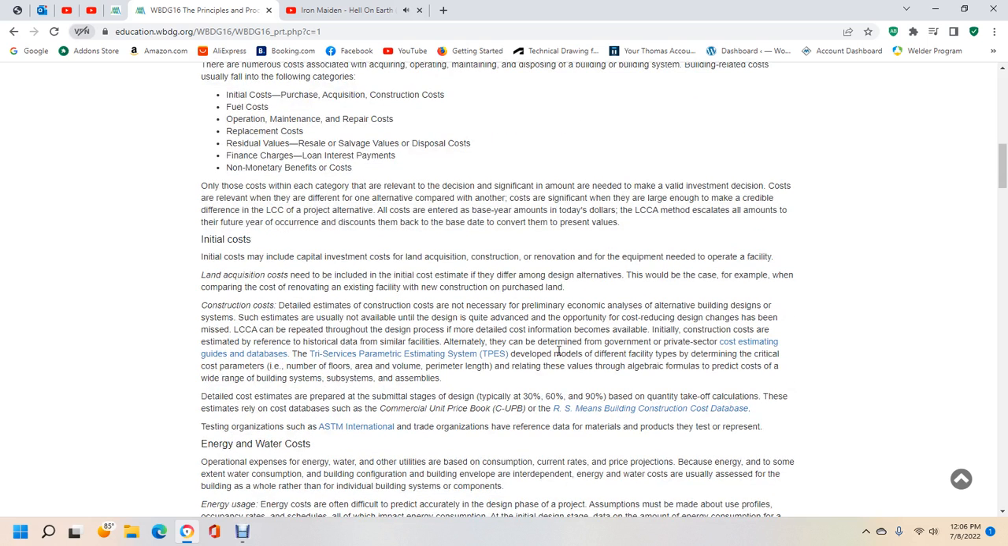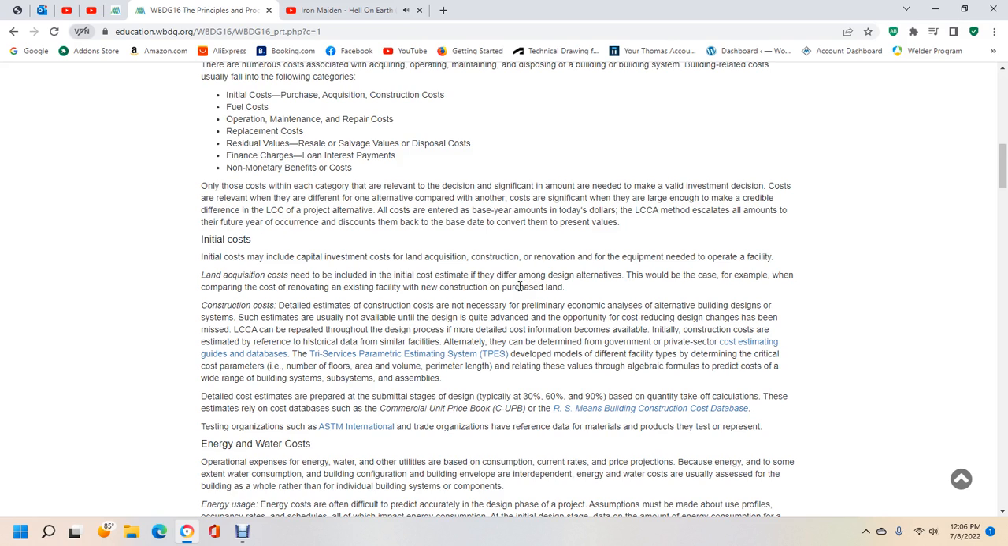Initial costs. Initial costs may include the capital investment costs of land acquisition, construction, renovation, and the equipment needed for the operating facility. Land acquisition costs need to be included in the initial cost estimate if they differ among the design alternatives, in which case, for example, the cost of renovating an existing facility is compared with new construction and the purchase of land.